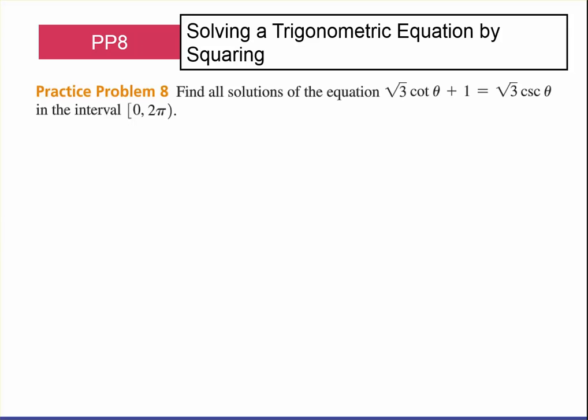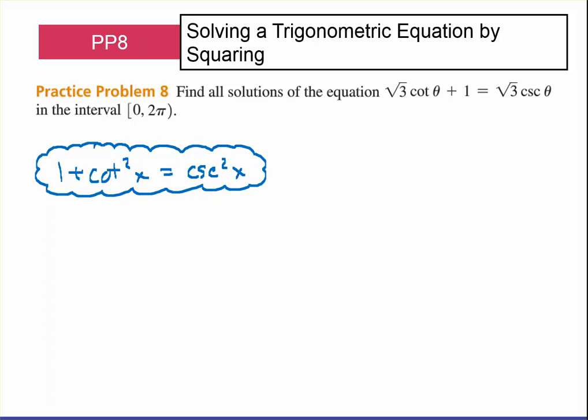Or something looks like this. It's one of the Pythagorean theorem identities. 1 plus cotangent squared x is equal to cosecant squared x.